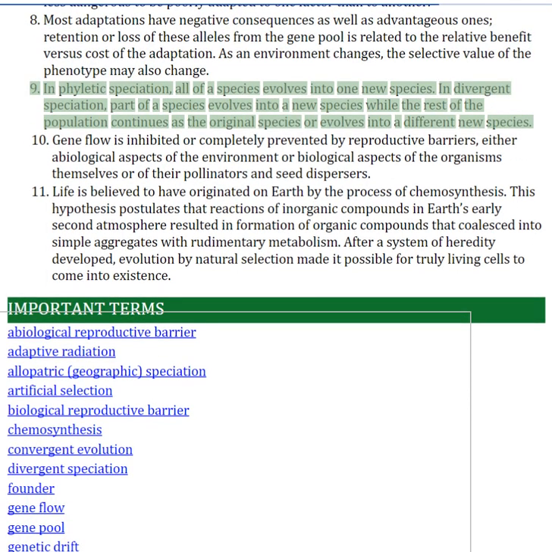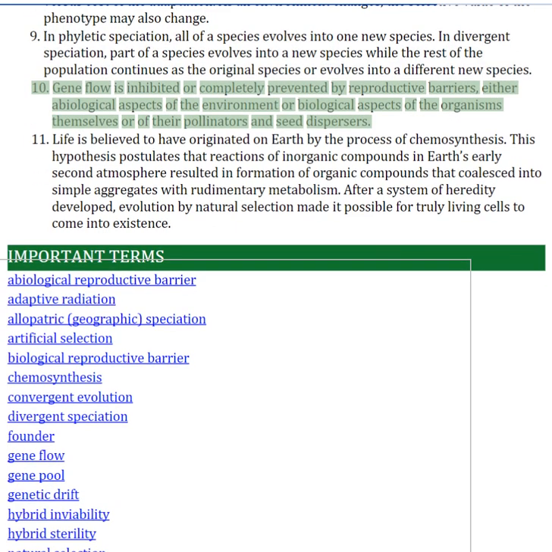9. In phyletic speciation, all of a species evolves into one new species. In divergent speciation, part of a species evolves into a new species while the rest of the population continues as the original species or evolves into a different new species. 10. Gene flow is inhibited or completely prevented by reproductive barriers, either abiological aspects of the environment or biological aspects of the organisms themselves or of their pollinators and seed dispersers.